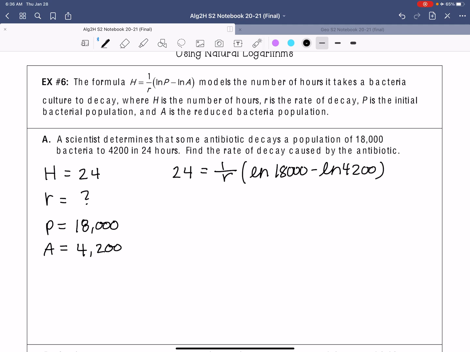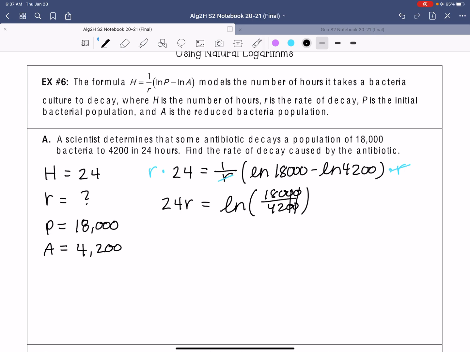Okay, we're solving for r. First thing I want to do is get r out of the denominator, so we're going to multiply both sides by r. So now I have 24r is equal to, and then we can easily condense natural log of 18,000 minus natural log of 4,200 by using division. So we'd have natural log of 18,000 over 4,200. We'll just get rid of those zeros just to make our life a little easier.